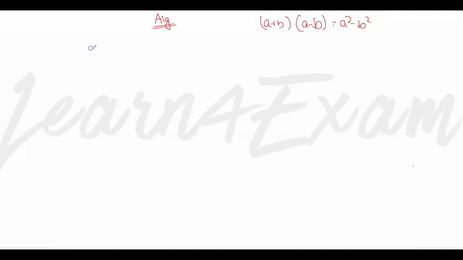Now what about when I have the value of x plus 1 by x is equal to k? What about the value of x square plus 1 by x square? The value of this is k square minus 2. If I have the value of x minus 1 by x to be equal to k, the value of x square minus 1 by x square is k square plus 2.